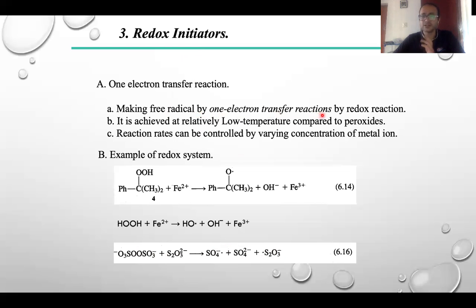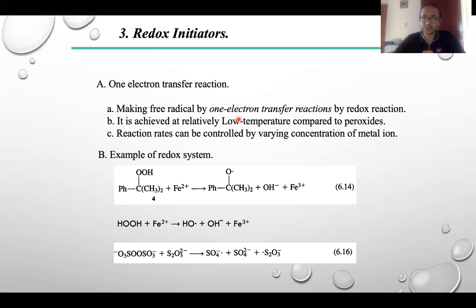So basically the reagents, the metal ions or the other kinds of redox reagents that you're using, they undergo this kind of one electron transfer onto the species to generate these kinds of radicals. And like in the case of azo compounds, they can be done at pretty lower temperature.